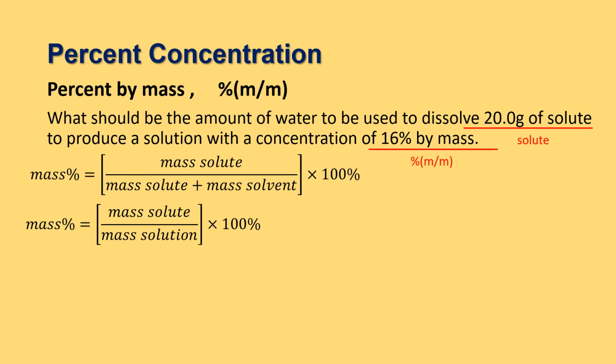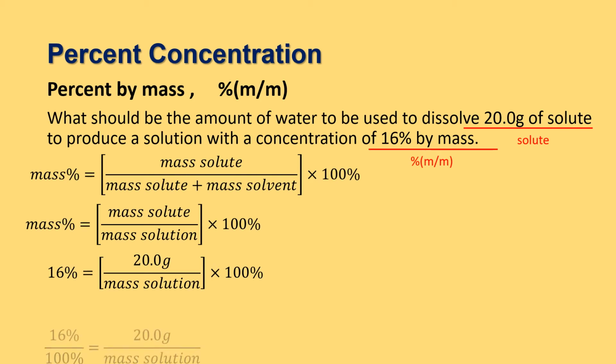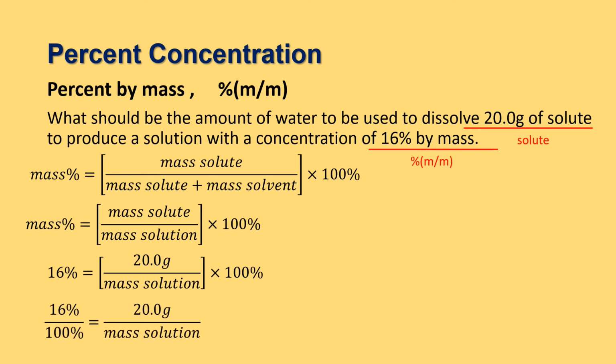So, plugging in the values, we have the mass percent, or the percent by mass, the concentration, is 16% equals 20 grams, that is the mass of solute, over the mass of solution times 100%. From here, we can divide both sides by 100% to cancel the 100% on the right side of our equation. So we will have 16% divided by 100% equals 20 grams divided by mass of solution.